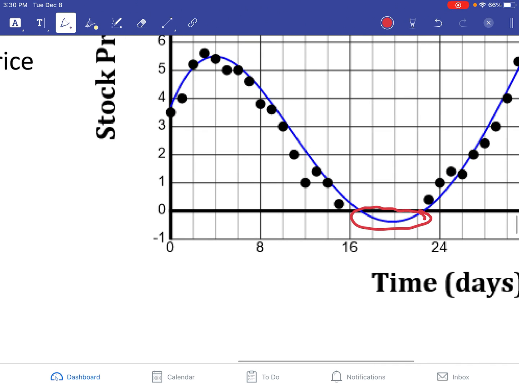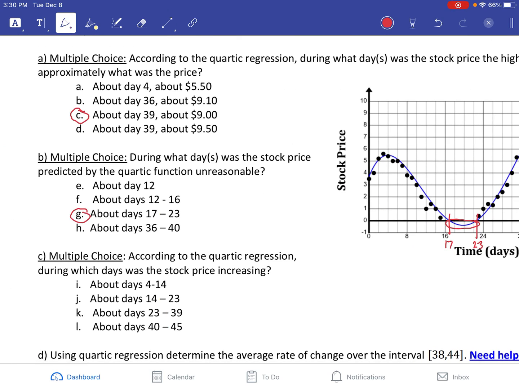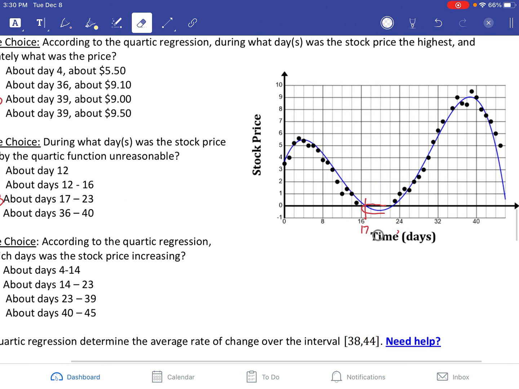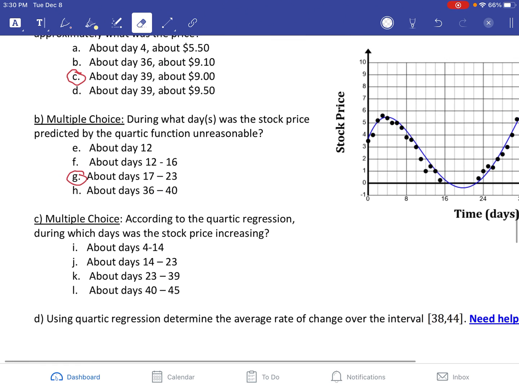Okay, so we're looking at the days for this. So this would be about day 17 through day 23. Okay, so look, G, day 17 to 23. All right, that's when the stock price would be unreasonable because it is negative. That doesn't make any sense. Now, the model goes negative, but in reality, you can't have a negative stock price. Notice there's no dots underneath the x-axis there where it would be negative. The dots are the actual data. The line is the model for the data.